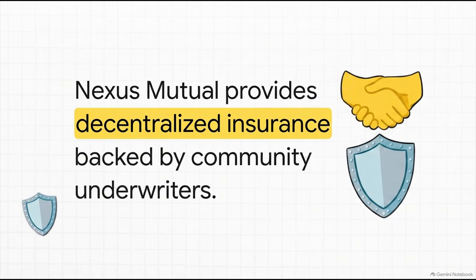Finally, while traditional insurance won't touch smart contract bugs, on-chain protocols are stepping in to fill the gap. Nexus Mutual is a prime example here, offering decentralized insurance backed by community underwriters. But it's vital to note that while this is a fantastic complementary layer of defense, it remains pretty immature. The capacity just isn't quite there yet to fully insure a billion-dollar institutional exposure.